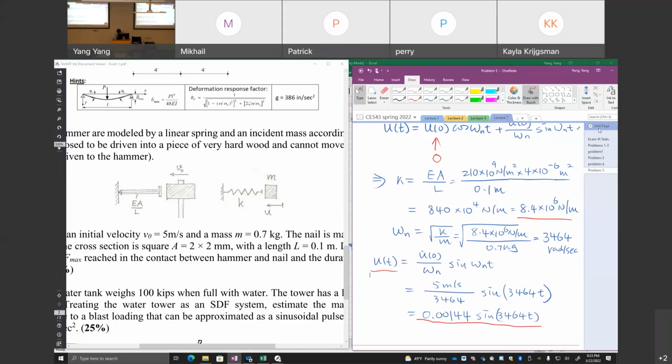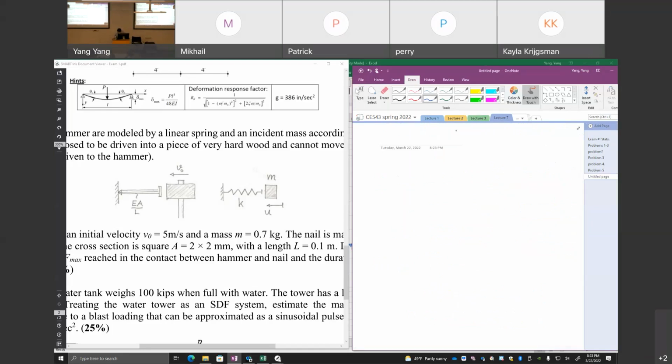Okay. So what does this mean? This tells us the response of the rail, right? And if we have the hammer, the hammer with the initial velocity equal to 5 meters per second. And the hammer goes to the left.